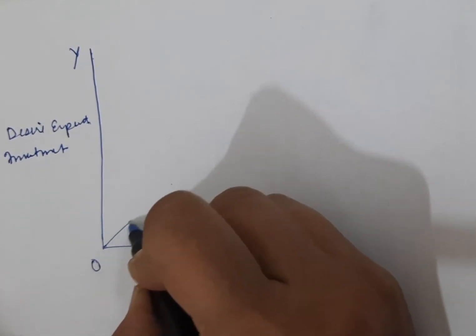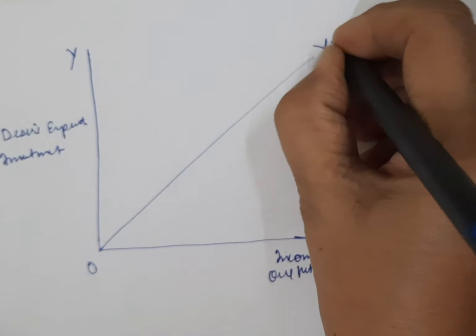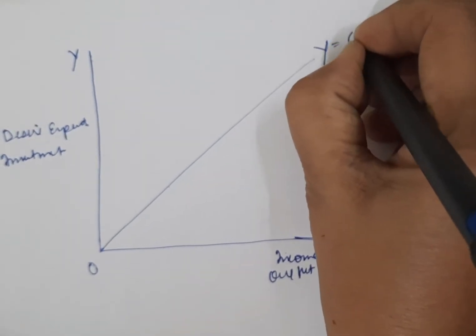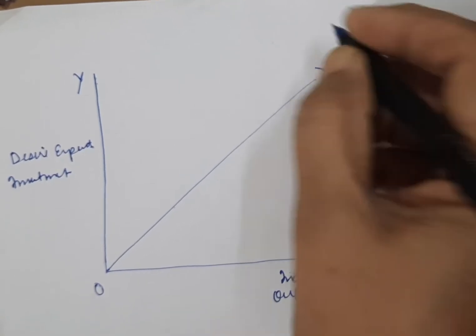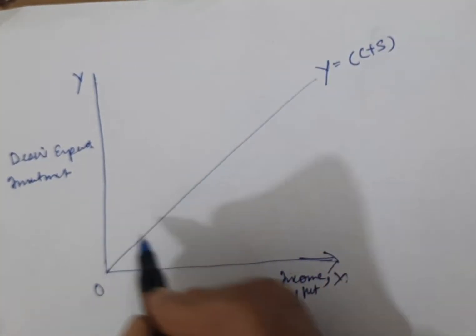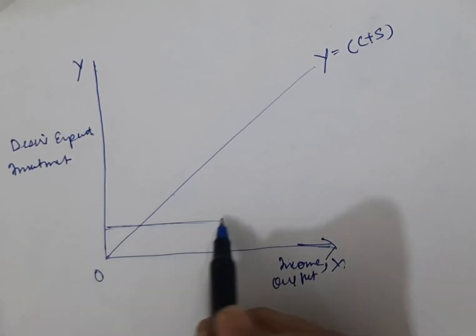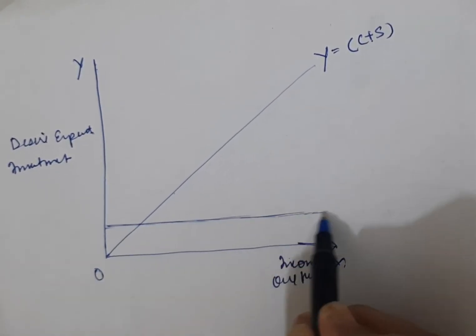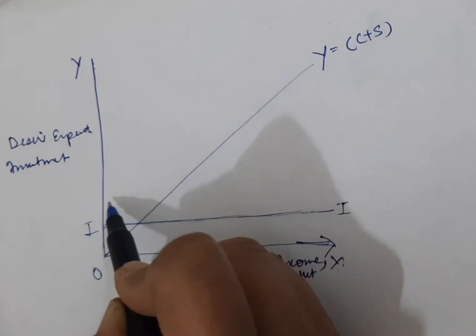This is your 45-degree line, as you are already told. This is your aggregate supply line also. This is composite of C plus S. All right. This is aggregate supply curve also. And then this is your I curve that you have already known. I is your investment curve, that is autonomous investment curve, which is not related to the level of income.